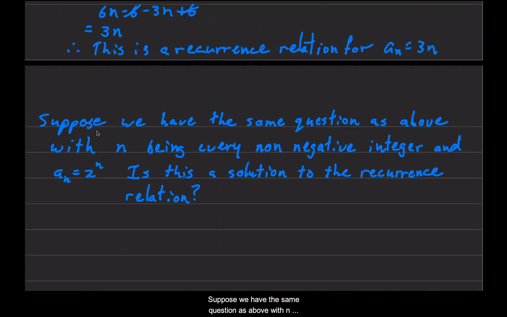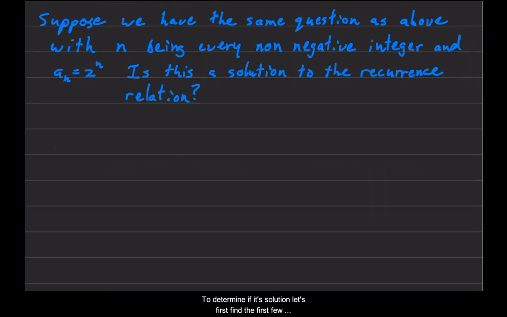Suppose we have the same question as above, with n being every non-negative integer, and an is equal to 2 to the nth power this time. Is this a solution to the recurrence relation? To determine if it's a solution, let's first find the first few elements for our an equals 2 to the nth power. So let's find a0, because that's a non-negative integer.